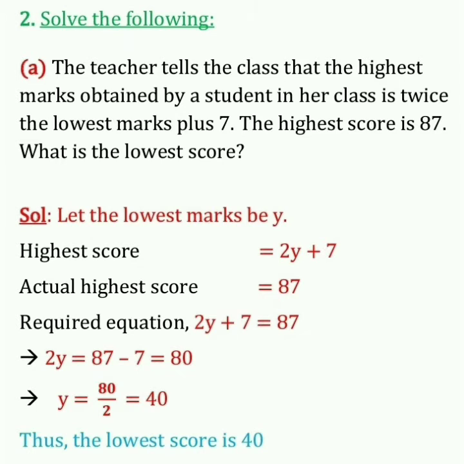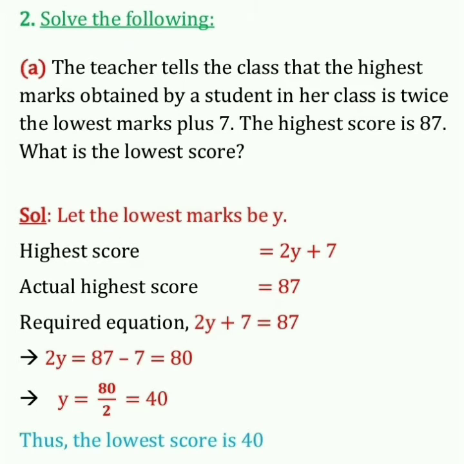Now solution. Let the lowest marks be y. Highest score is equal to 2y plus 7. It is twice plus 7. Actual highest score is equal to 87. Therefore the required equation is 2y plus 7 is equal to 87. Now simplify this. Transfer 7 from left to right.